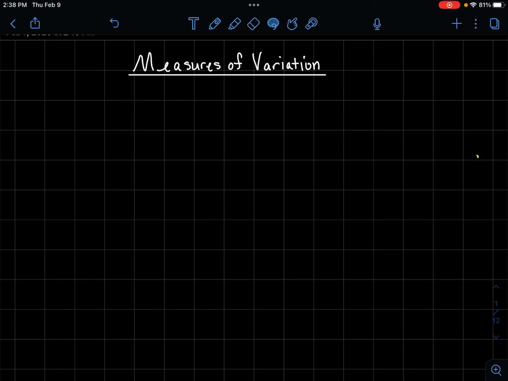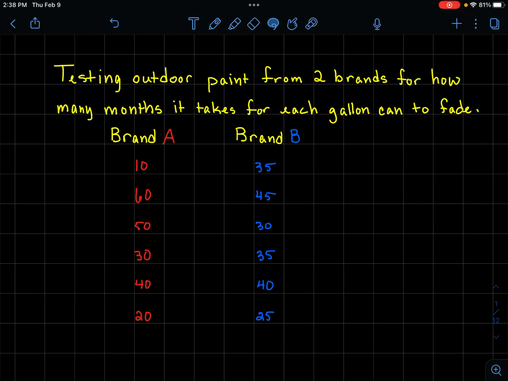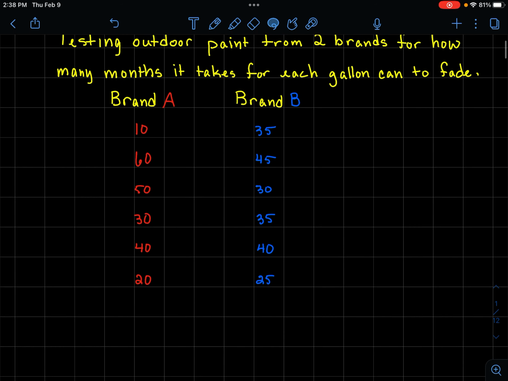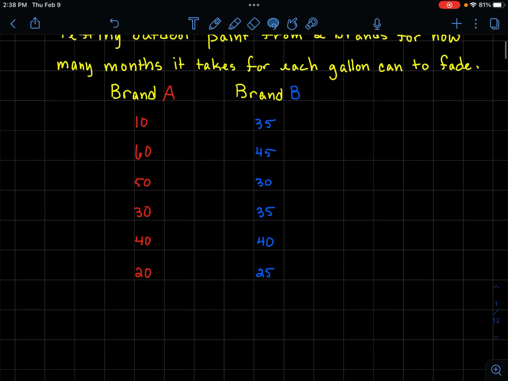In this video, we're going to look at the measures of variation. To do this, we're going to start off by looking at an example. We're testing outdoor paint for two different brands, and we want to see how many months it takes for each gallon can to fade. With brand A, we have 10 months, 60 months, 50, 30, 40, and 20 months. Brand B has 35, 45, 30, 35, 40, and 25 months.